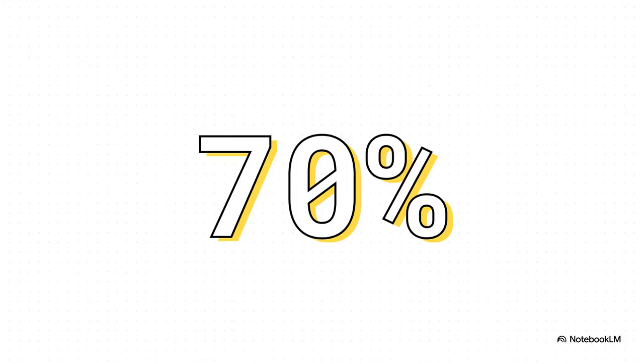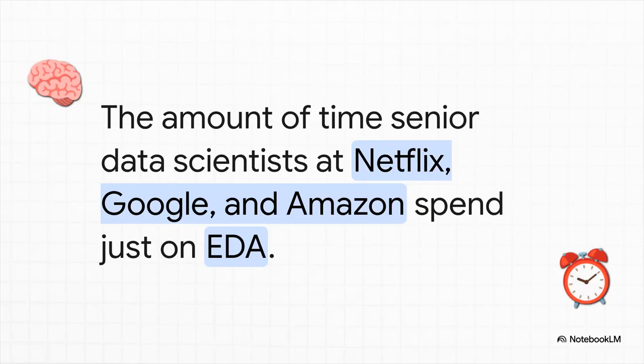Now, I want you to look at this number, 70%. What do you think this represents? The accuracy you need? The chance your project will succeed? Nope. It's something way, way more important about how the pros actually work. 70%. That's the amount of time that senior data scientists at companies like Netflix, Google, and Amazon spend just on understanding their data. Just on EDA.